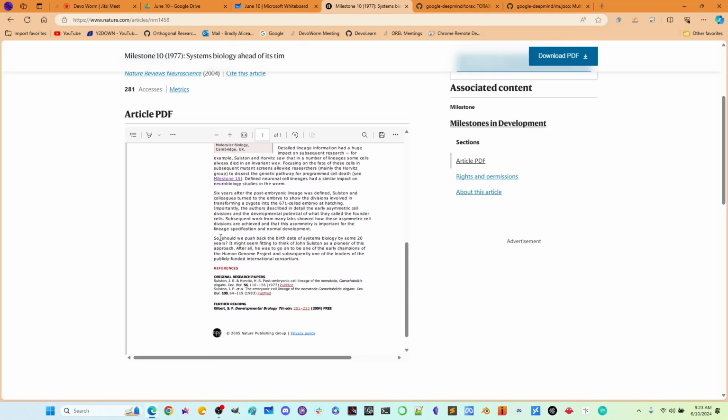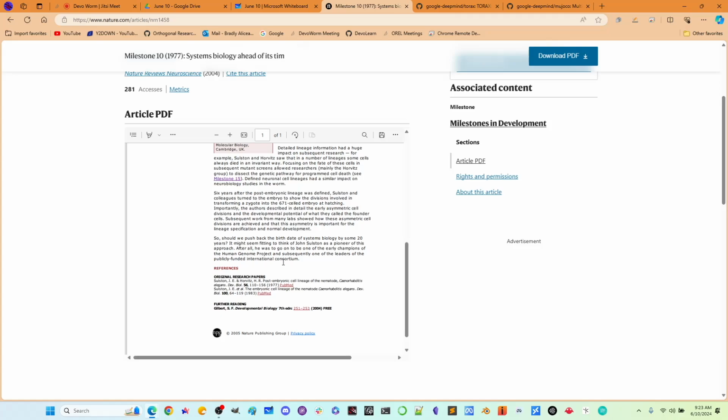And then she asked the question, so should we push back the birth date of systems biology by some 20 years? It might seem fitting to think of John Sulston as a pioneer of this approach. After all, he was to go on to be one of the early champions of the Human Genome Project, and subsequently one of the leaders of the publicly funded international consortium.